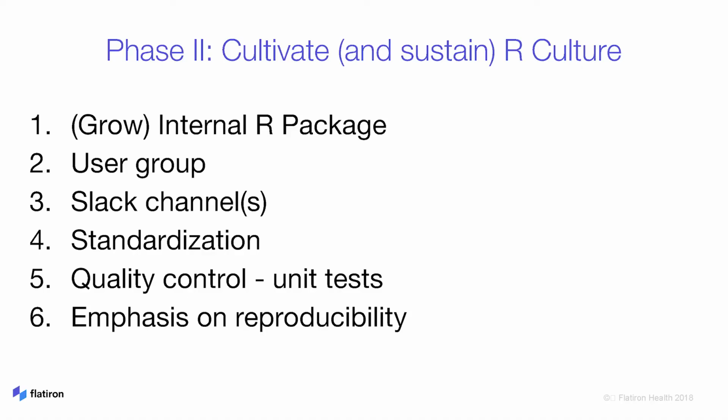And so in that phase, over the last 2 years, we've done a lot of the same things that we had done earlier, but going to the next stage. So instead of just starting this internal R package, we've grown it and added a lot of functionality and really tried to cultivate a user group. And of course, one Slack channel is not enough, so we need multiple Slack channels. We've started to think about standardization and having standards for some of the things that we do quite often, as well as thinking about quality control and unit tests, and with an emphasis on reproducibility.